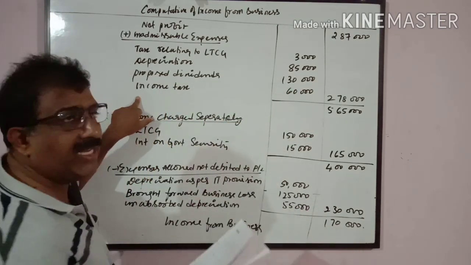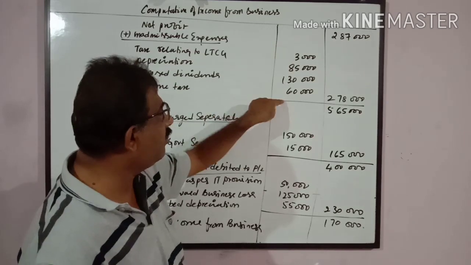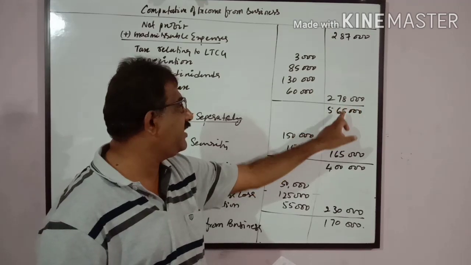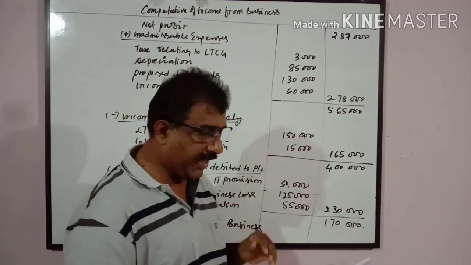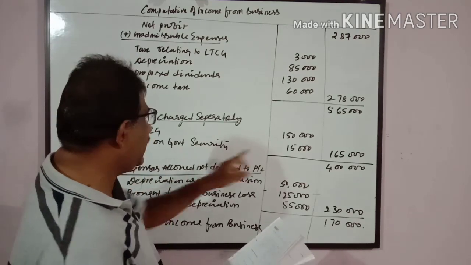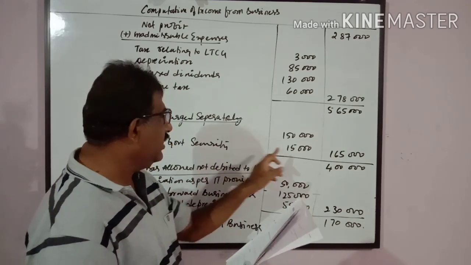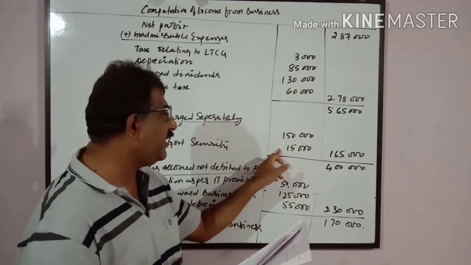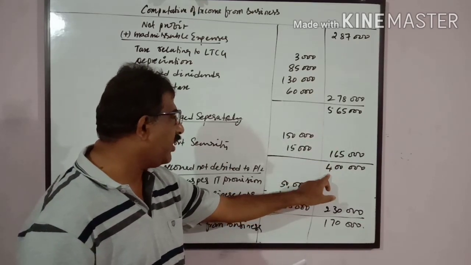Then income tax paid: any taxes paid except GST is inadmissible. So income tax 60,000. When you add all this, it comes to 2,78,000. So 2,87,000 plus 2,78,000 comes to 5,65,000. Now, income charged separately. Go to the credit side. Sales is business income. Long-term capital gain, LTCG, 1,50,000 is not to be assessed under the head business. Interest on government securities is also not to be assessed under the head business. So these two you subtract. These have to be charged separately under different heads of income. 1,65,000 subtracted, you get 4 lakhs.